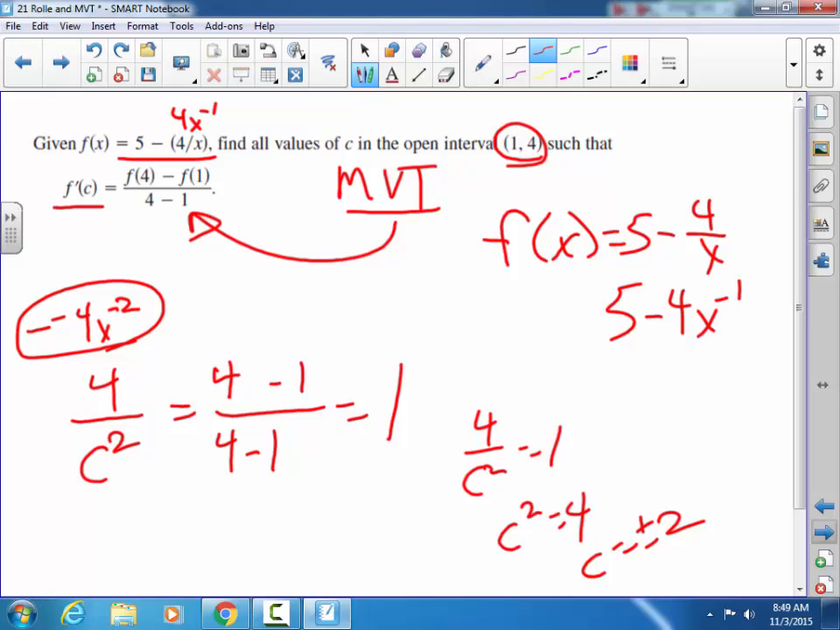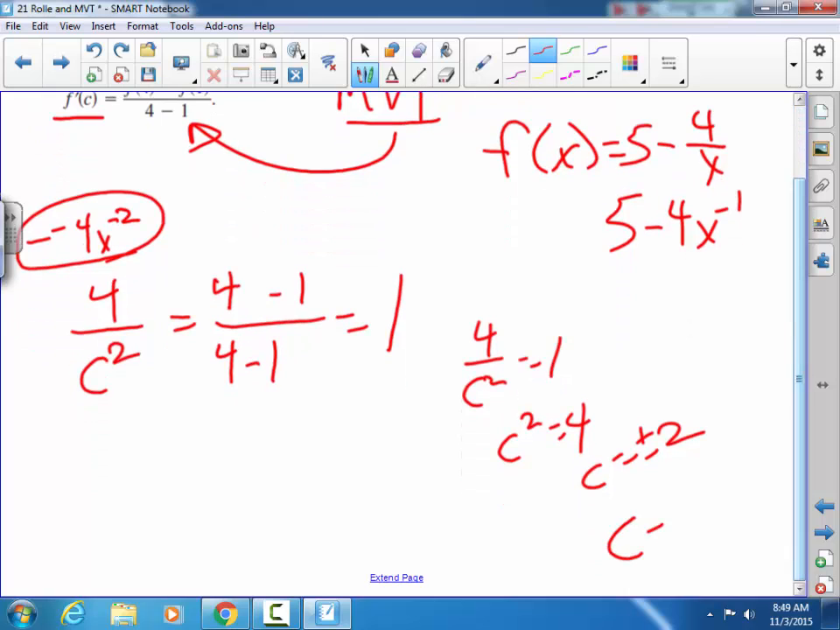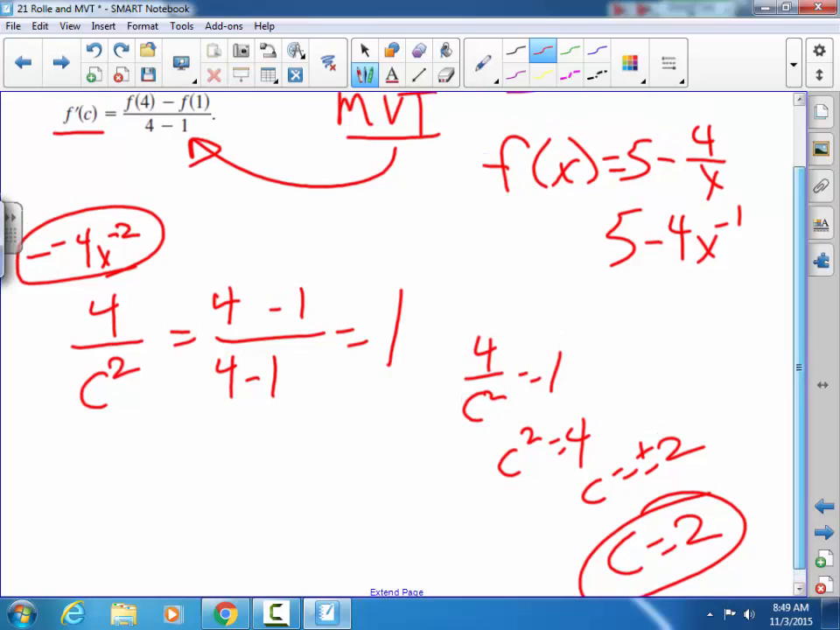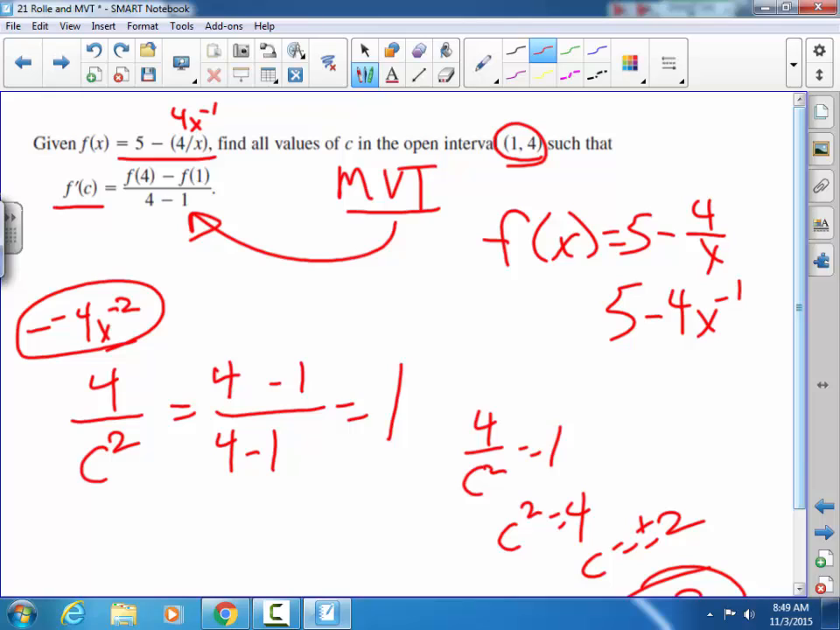Just 2. Why isn't negative 2 an answer? Because it's outside the interval. That's right. All we're looking for is the c on the open interval from 1 to 4. So our only solution here is c equals 2. The answer to the algebraic equation c squared equals 4 is 2 answers, but the answer to our question is only the number 2, because it has to be on the interval.